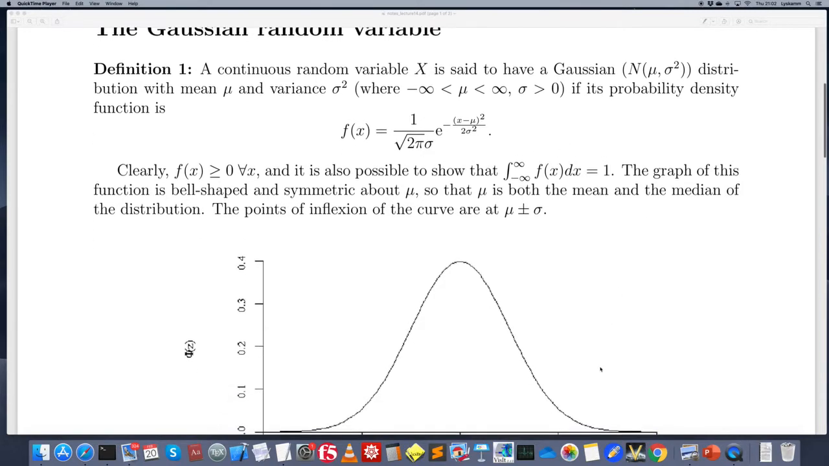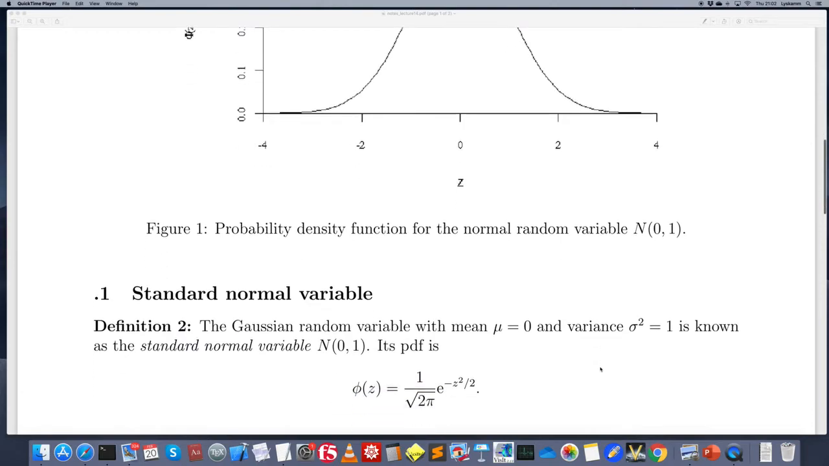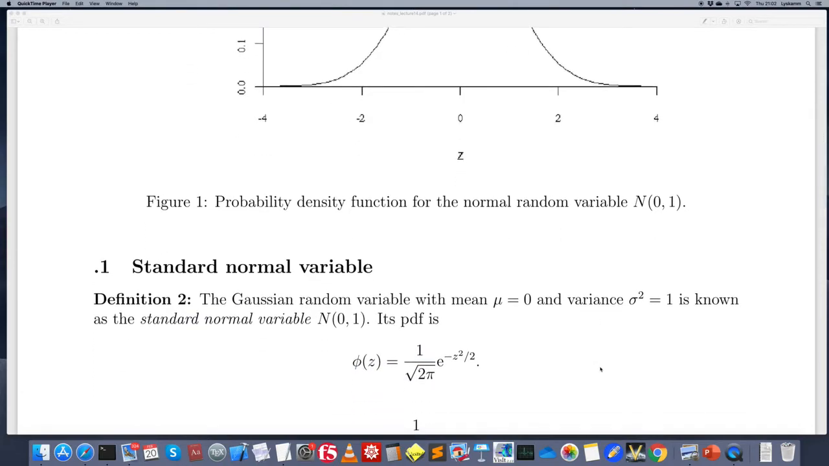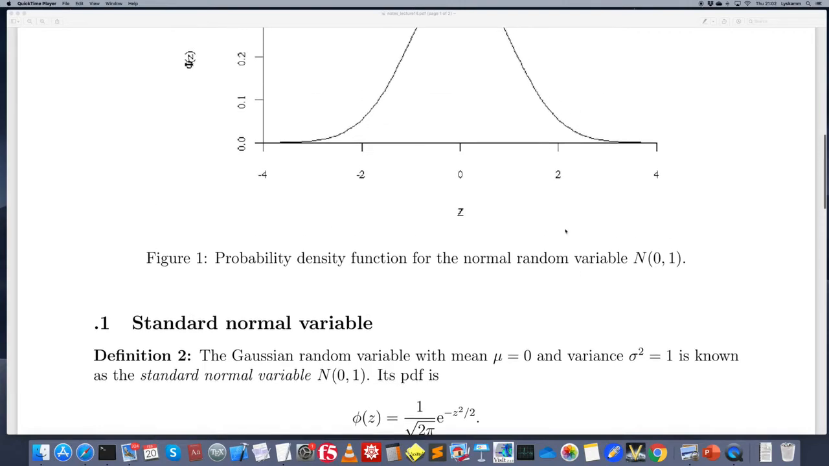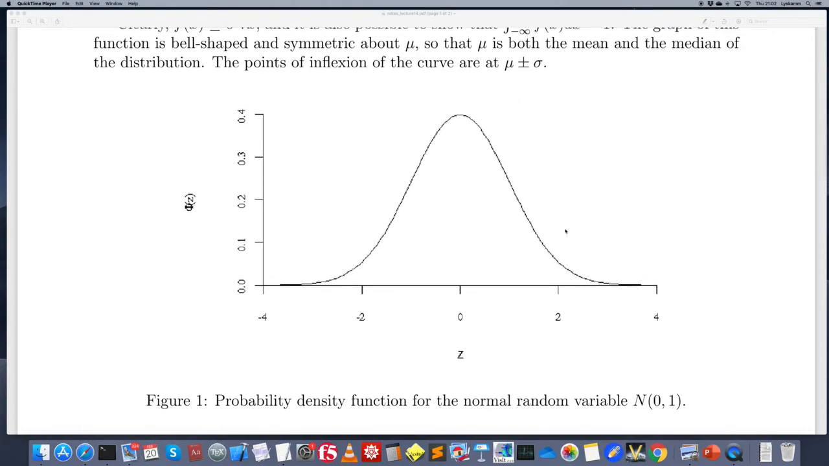We then introduce a special case of Gaussian random variable where the mean mu is equal to 0 and the variance sigma squared is equal to 1. This is usually called the standard normal random variable, and it is the one sketched in figure 1.